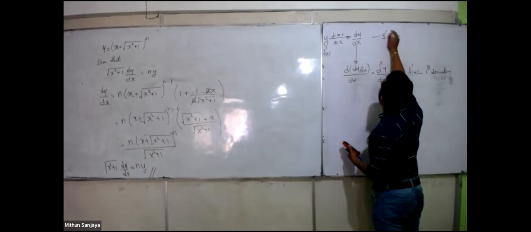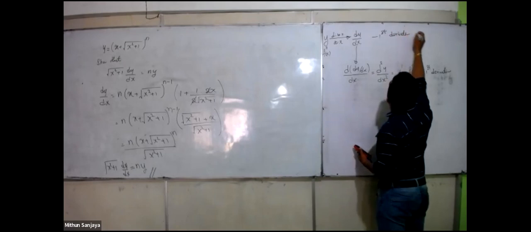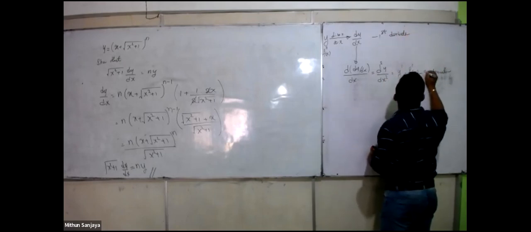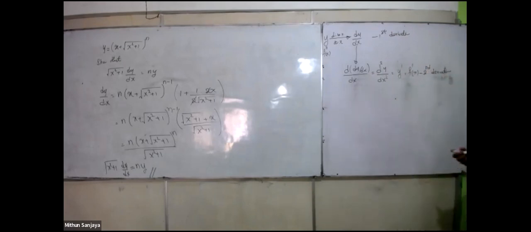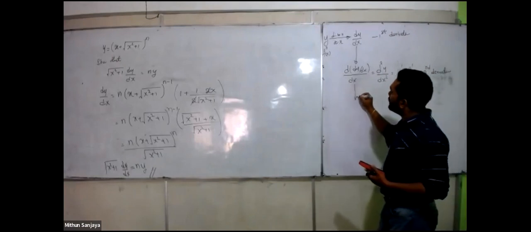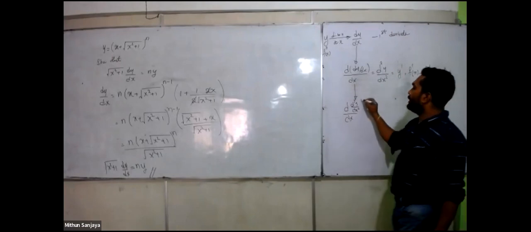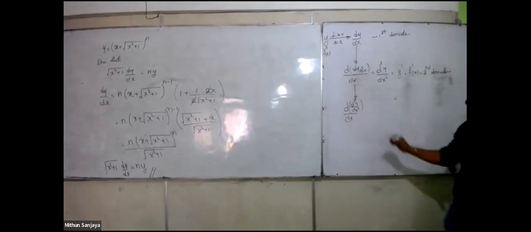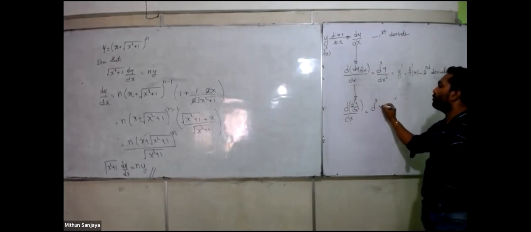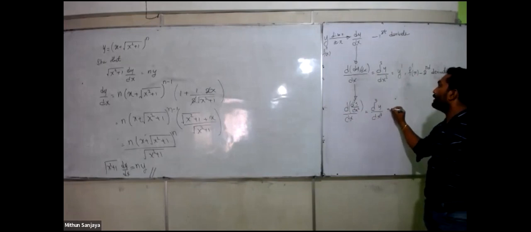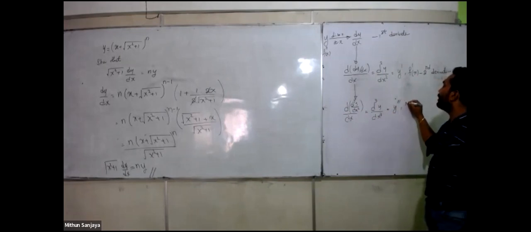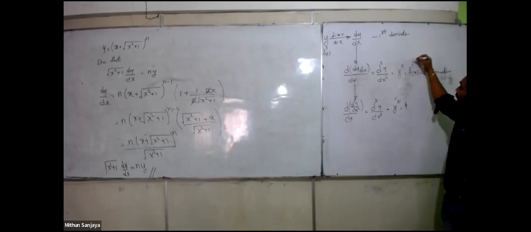Here we have the first derivative. This is the second derivative. That can also be differentiated again. Then we have d over dx of d square y over dx square. Differentiating again gives d cube y over dx cube, which is denoted by a triple dash.